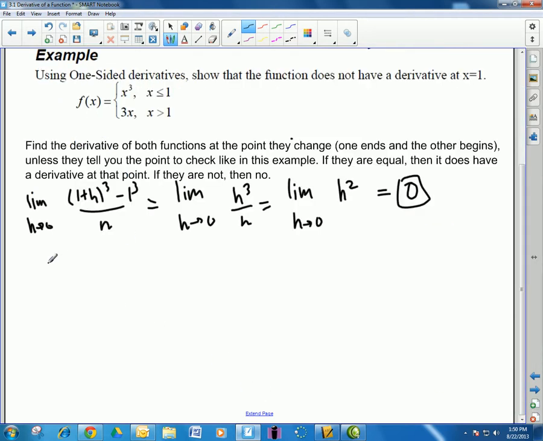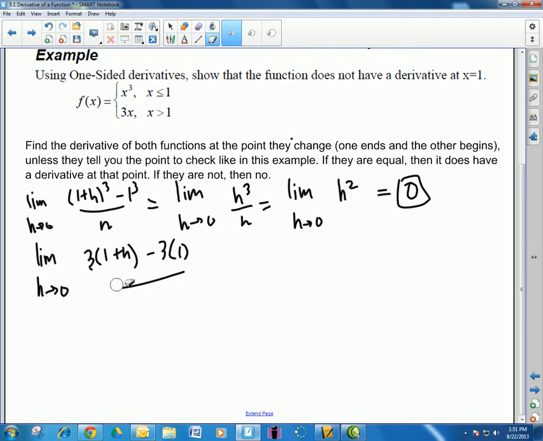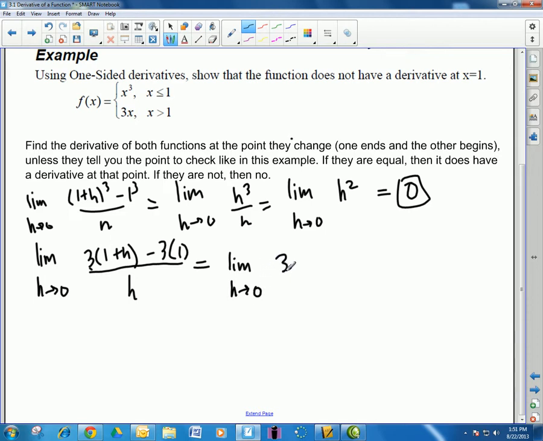Now we're going to do the other one, 3x. So it's going to be the limit as h approaches 0 of 3 times the quantity of 1 plus h minus 3 times 1, all over h. Again, jumping way ahead, you'd have 3h over h. Those h's will cancel, and you're left with just 3. So there's no h's left, so there's nothing to plug in. You're left with 3.